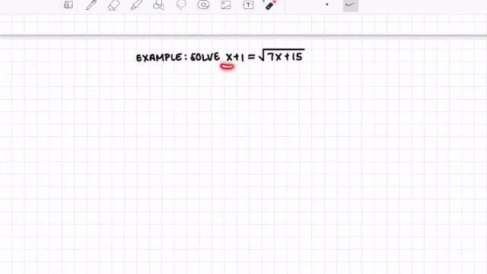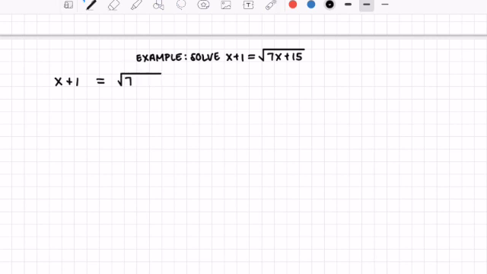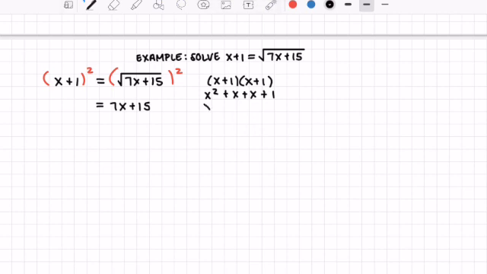This time we have two different terms, and so when I get rid of my square root, so we have x plus 1 equaling the square root of 7x plus 15, and I square both sides, I'm left with 7x plus 15. On the other side, because there's a plus sign, I can't just distribute the exponent. So I need to multiply x plus 1 times x plus 1. That gives me x squared plus x plus x plus 1, which is x squared plus 2x plus 1. So on the other side I have x squared plus 2x plus 1.